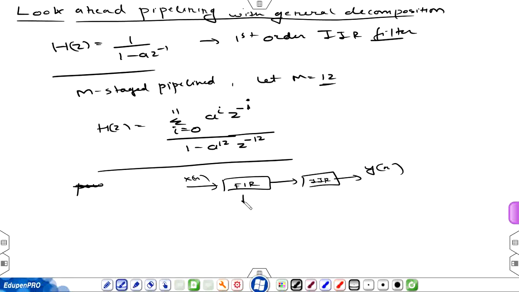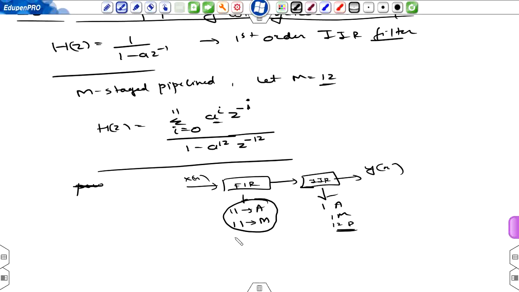The FIR part will have 11 adders, because 11 additions are there, summation i equal to 0 to 11, and 11 multiplications. And this part will have one adder and one multiplication with 12 delays. This part will also have some delays, but delay is not important in the context of FIR filters. So I can reduce the hardware complexity of the FIR part by using power of two decomposition.